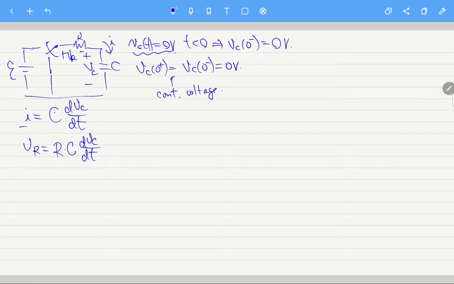Now we can write the KVL for this loop for t larger than 0. We will have VR plus VC, which is RC dVC/dt plus VC, equals E. This is simply the KVL for the whole loop. VC is the voltage across the capacitance, and VR is IR, where I is C dVC/dt, so VR is RC dVC/dt. This is a first-order ODE with this initial condition.